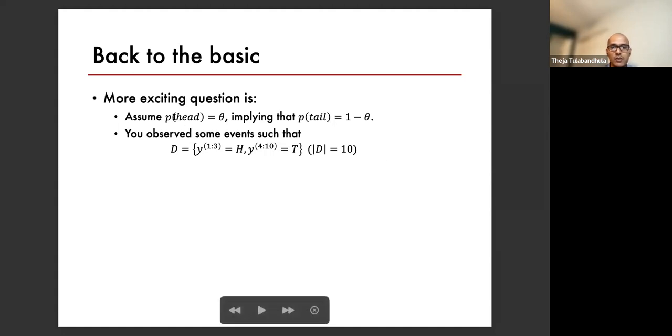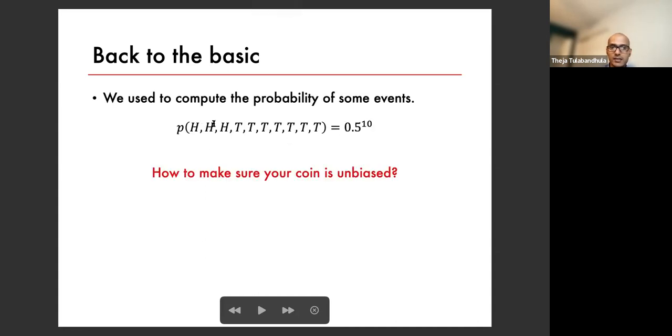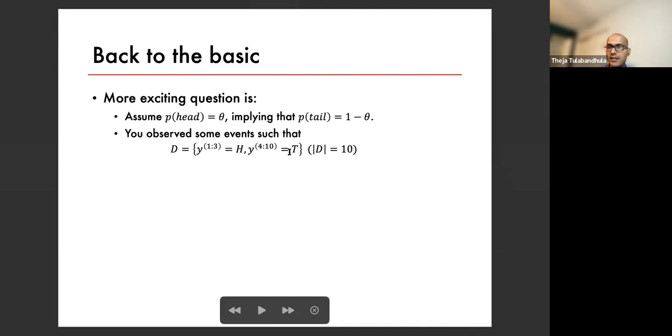So we start with some assumption. We don't know what the actual bias is. Let's say the probability of head is equal to theta, which means the probability of tail is equal to 1 minus theta. Those are the only 2 outcomes possible, and let's say each coin flip is independent as well. We observed some events, in particular the event that the first 3 trials, Y1 to 3, which is just a shorthand, are heads, and the next 7 outcomes are tails, exactly what's written in this slide. So that's this data set D.